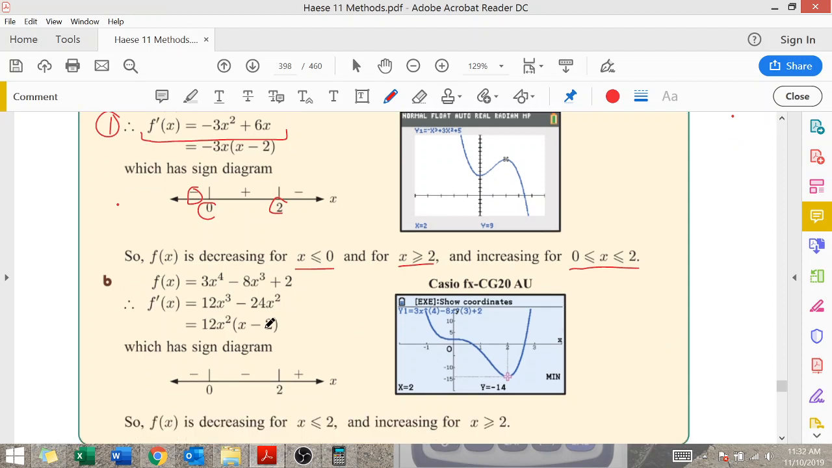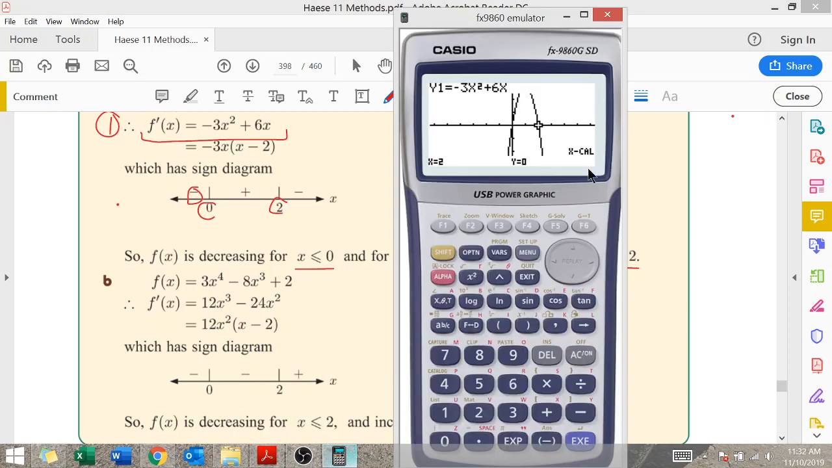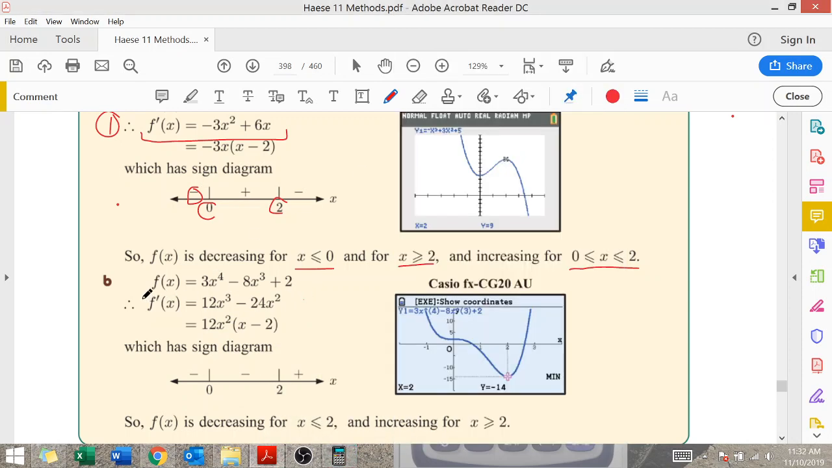You can apply exactly the same thing to part B. I'm not going to go through this in minute detail because you can give this a go yourself. Draw the graph of your derivative. So first step, find the derivative. Second step, graph it. And then third step, mark on your sign diagram. And you're good to go.